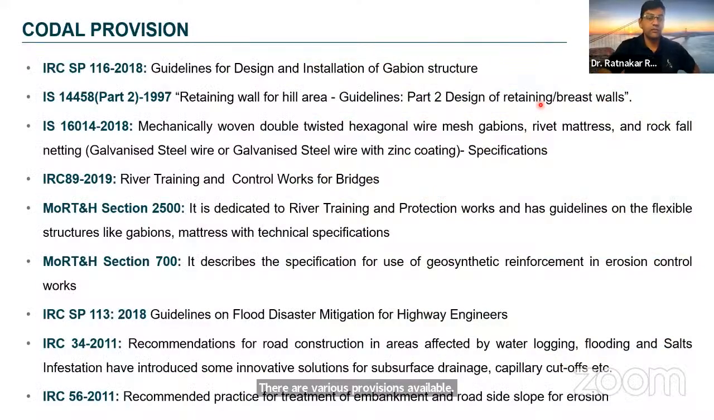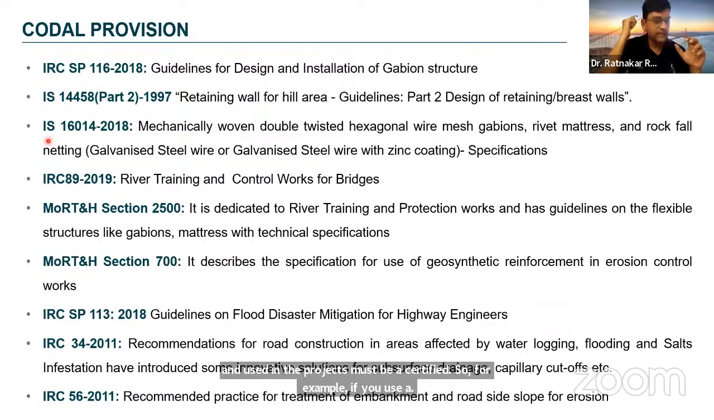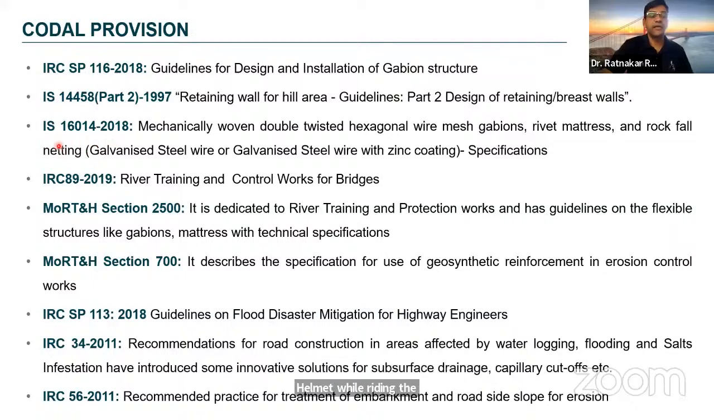Just for your information, for design and installation, you can refer to IRC SP 116. For the material specification, you can refer to IS 16014. Recently, the Bureau of Indian Standards has issued a circular that the Gabions which are manufactured and used in projects must be BIS certified. So, for example, if you use a helmet while riding a bike, you will find the ISI logo at the back. Similarly, now it is mandatory to use only BIS certified Gabions.